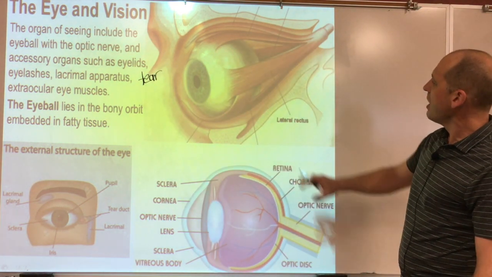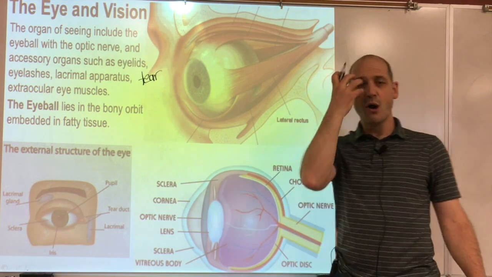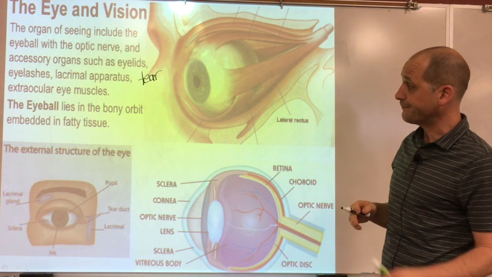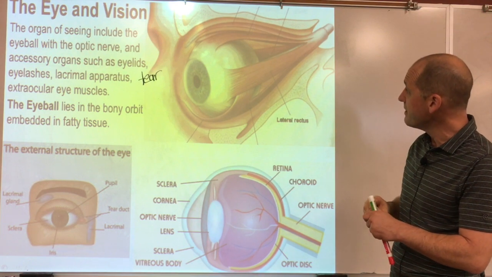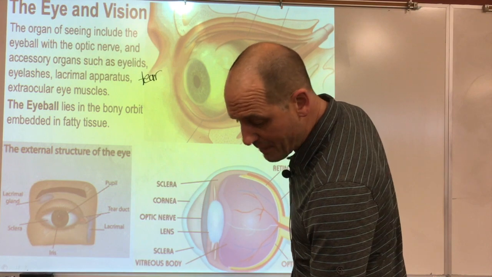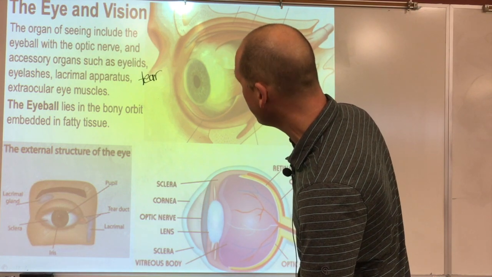The eyeball itself lies in the bony orbit, which we see right in here in every skull. So they are in there, embedded in some fatty tissue, so they don't get banged against the bone too heavily.